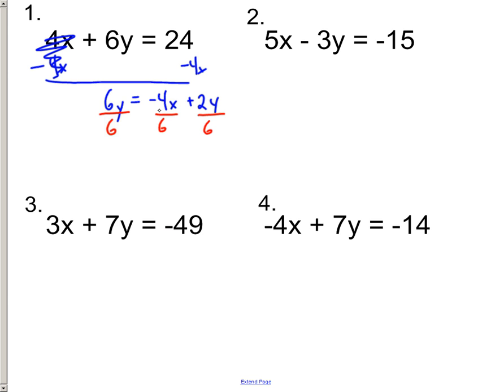And that's what we do. Every single number, you're just going to divide it by 6. 6 divided by 6 is 1. See, it's a positive y, so great. That's what we want. Negative 4 over 6 would simplify down to negative 2/3, and just put an x right there.